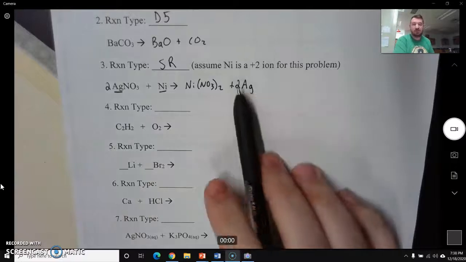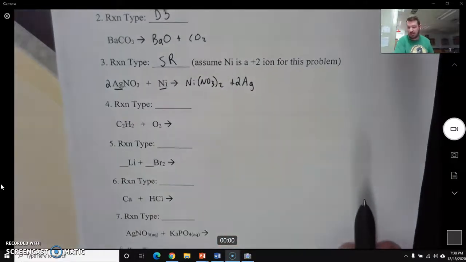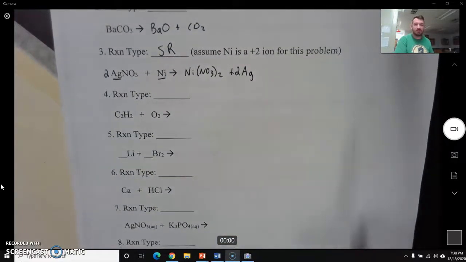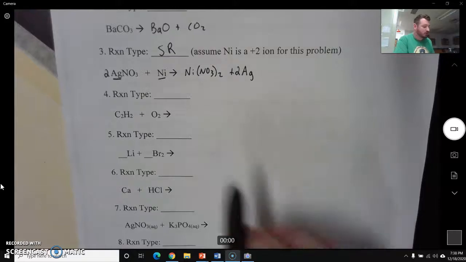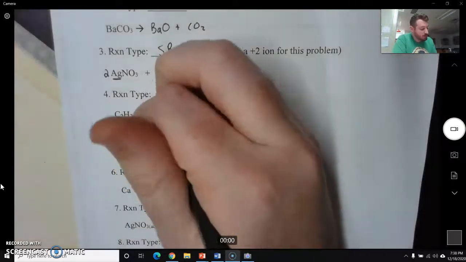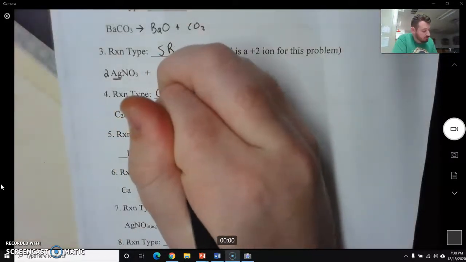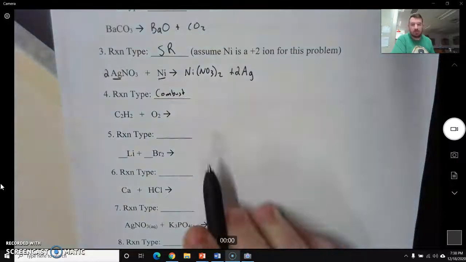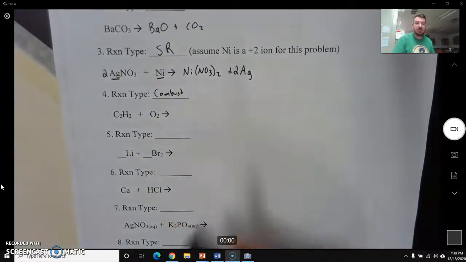Alrighty, so that's it for number 3. Why don't you take a second to work on number 4? Right, hit the pause button. Number 4 is a combustion reaction. Okay, and when we do combustion reactions, there's no cheat sheet that we can work through. Right, we're not using this pink cheat sheet at all.